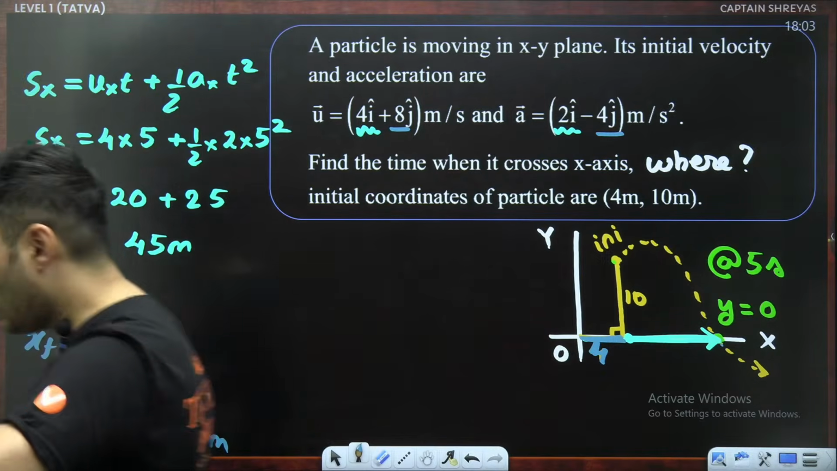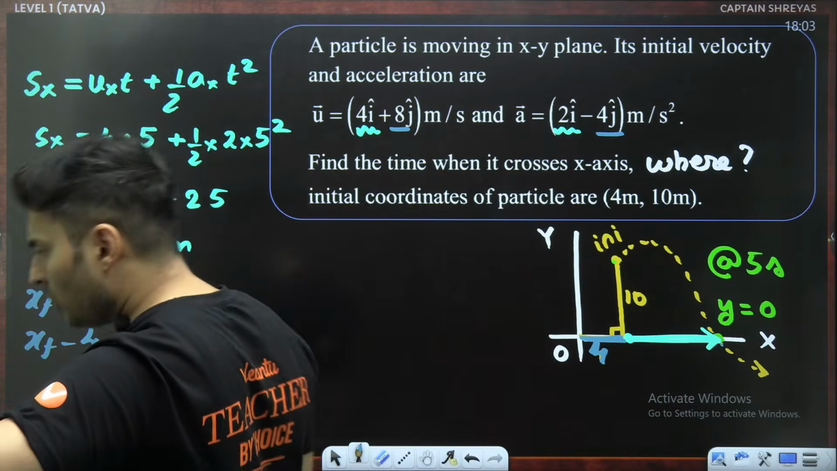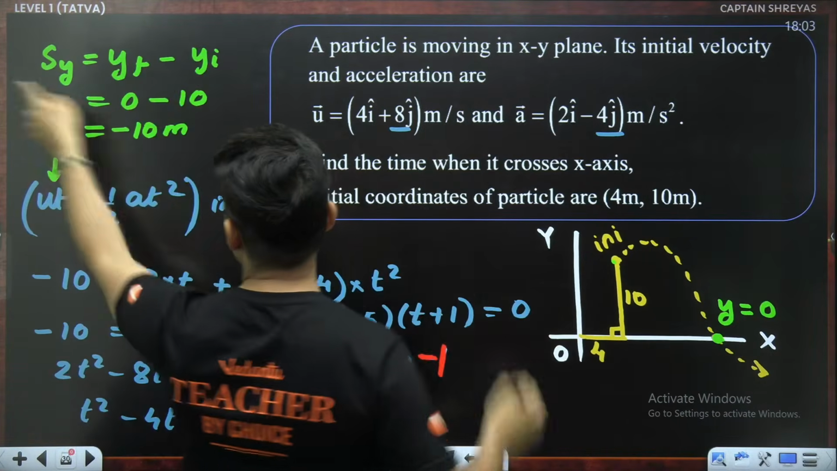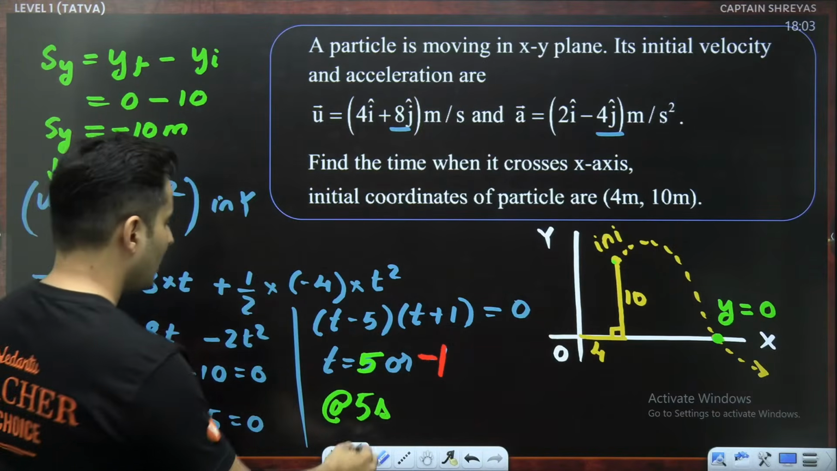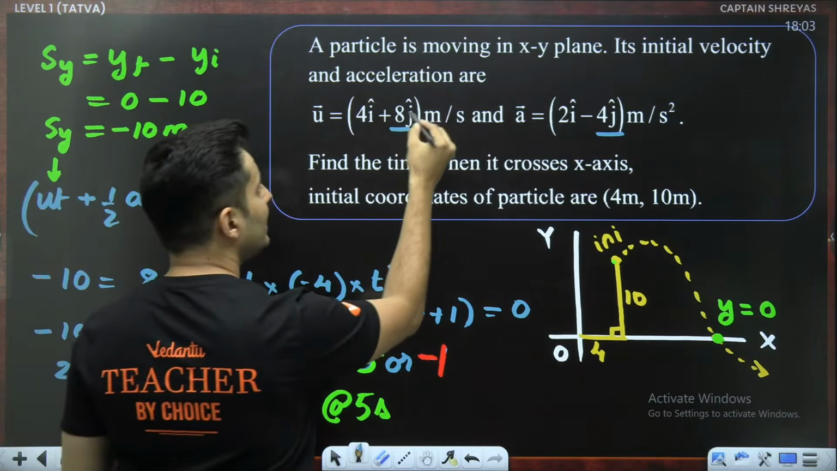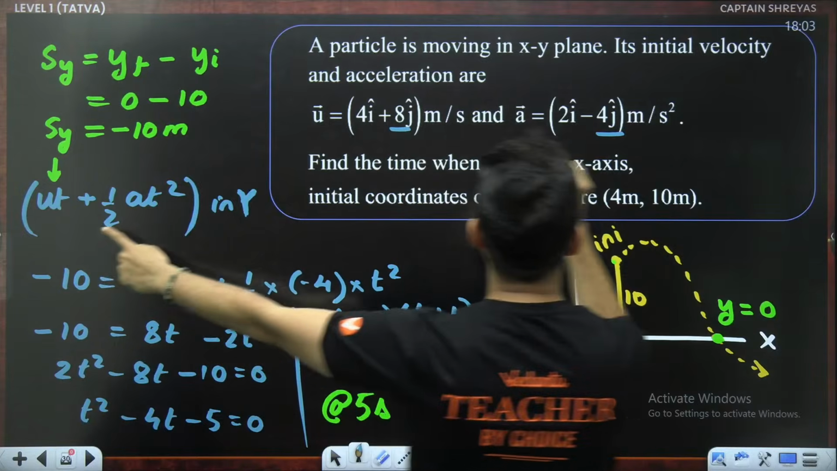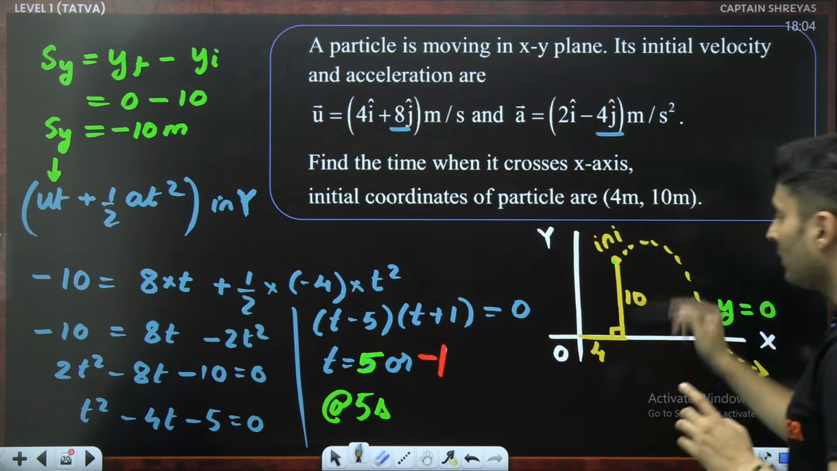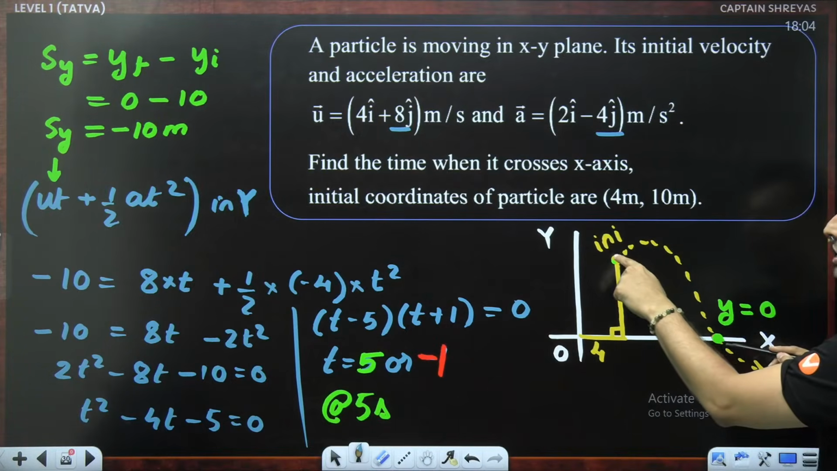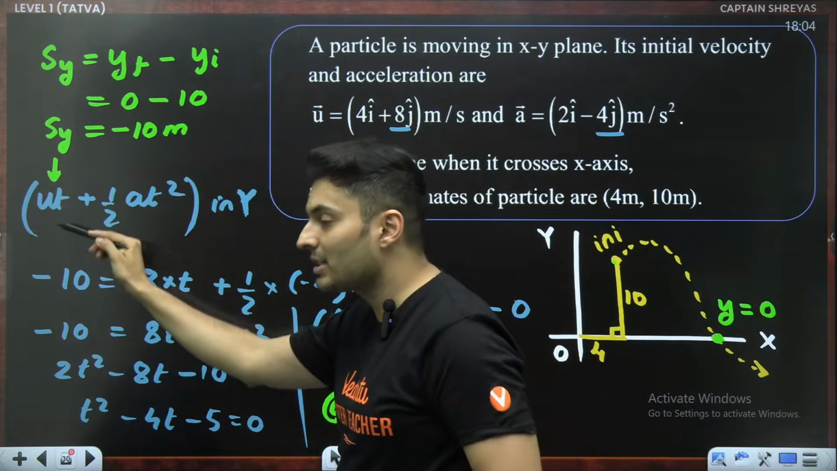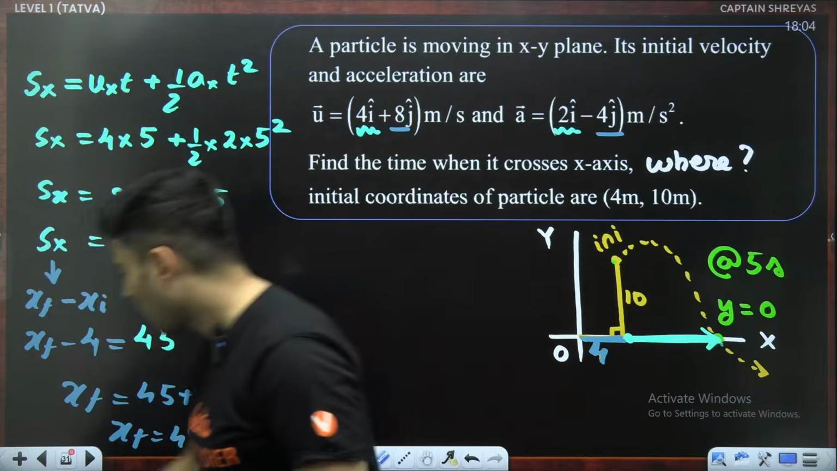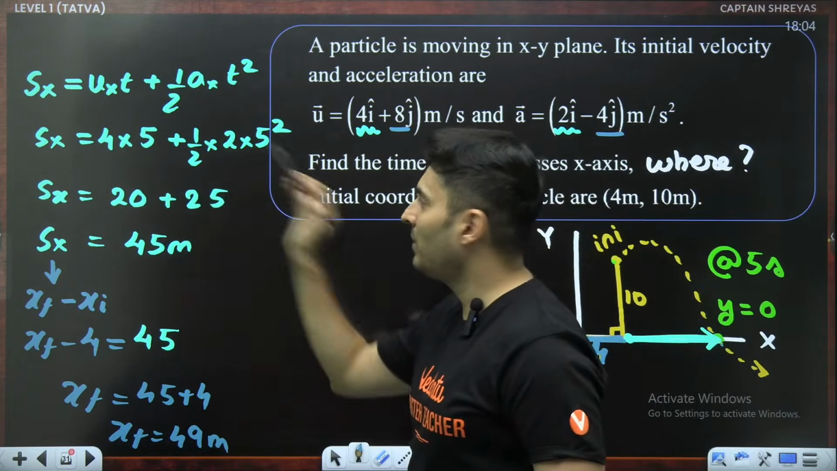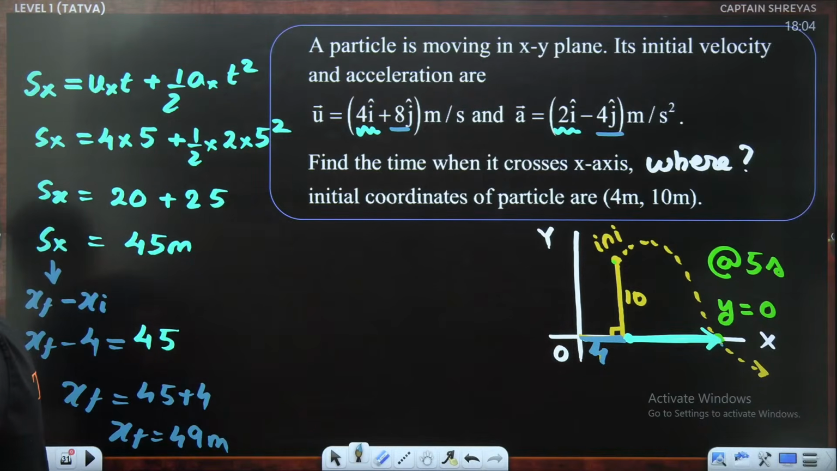Why did we take 8 j cap and minus 4 j cap? Because this was for y. When we were writing that equation, everything was in the y direction, and y means j cap. That's why the initial velocity we took 8 and the acceleration minus 4, because we were solving only for y. Why were we solving for y? Because I knew the final and initial y coordinates, so I knew the displacement in the y direction. But for the second part, we solved completely for x. That's why I took 4 i cap and 2 i cap with the time which was already found. Is that okay, everyone?